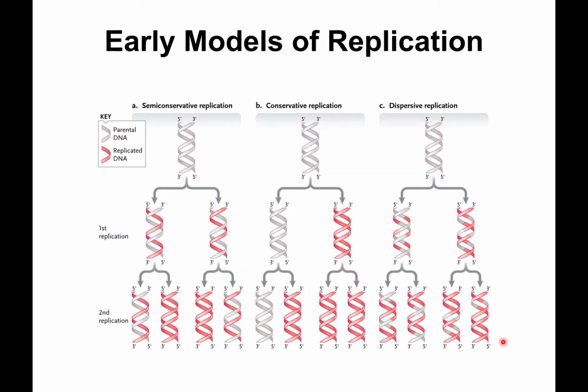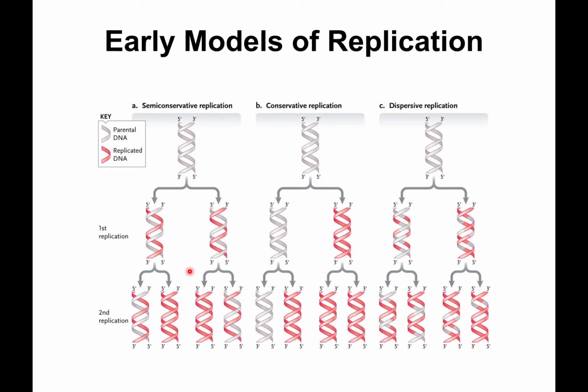How did we sort this out? So this is just a slide that shows you basically what I just said, how the conservative replication would work. One DNA molecule becomes the template strand for the other molecule, and then the new and the old one will stick together. So each DNA molecule has half old, half new DNA.